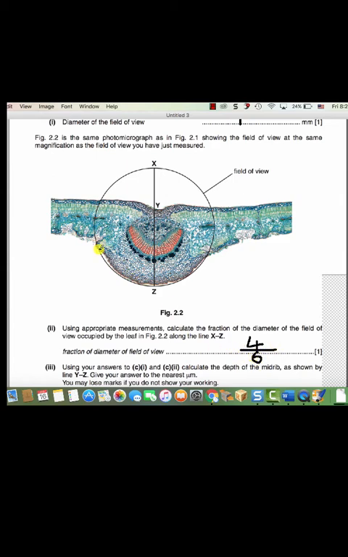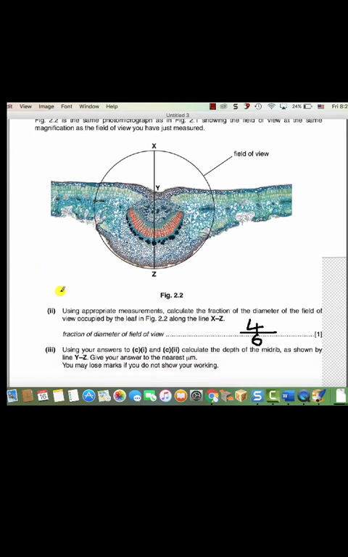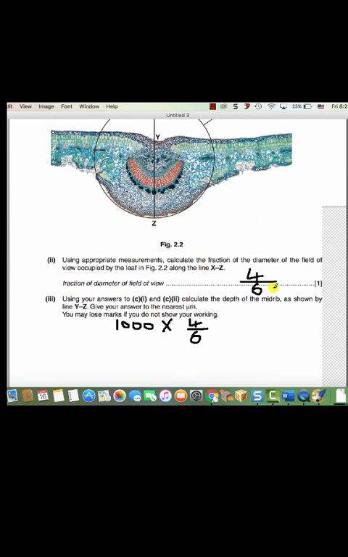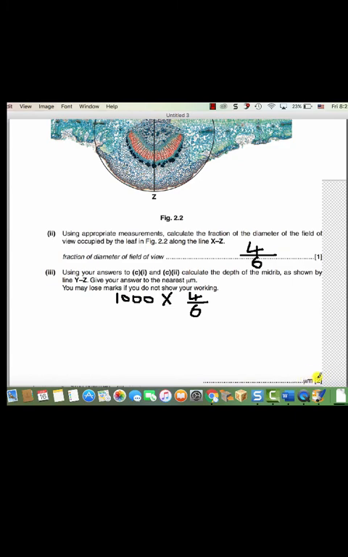It's a ratio. Then he asked you after that you will use this fraction to find out the depth of the midrib shown by this line, the actual depth, the actual length of ZY. Now you can make it by multiplying the 1000 micrometer, which is the 1 millimeter, by this ratio. When it is multiplied by 4 over 6, you will find out the exact length of this part YZ.